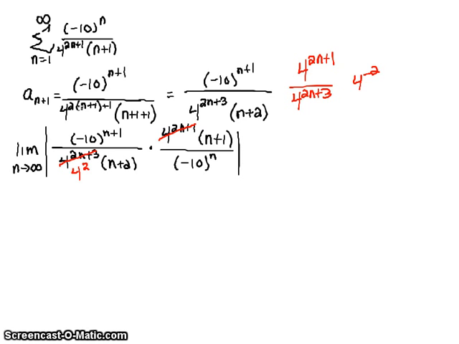Similarly, if we look at negative 10 to the n plus 1 and negative 10 to the n, that's going to go away, and we're going to replace it with just a negative 10. We can't cancel out the n plus 1 and the n plus 2, but we've gotten rid of a lot of stuff. So if we look at what we have now, we have the absolute value of negative 10 over 4 squared, or 16, times n plus 1 over n plus 2.